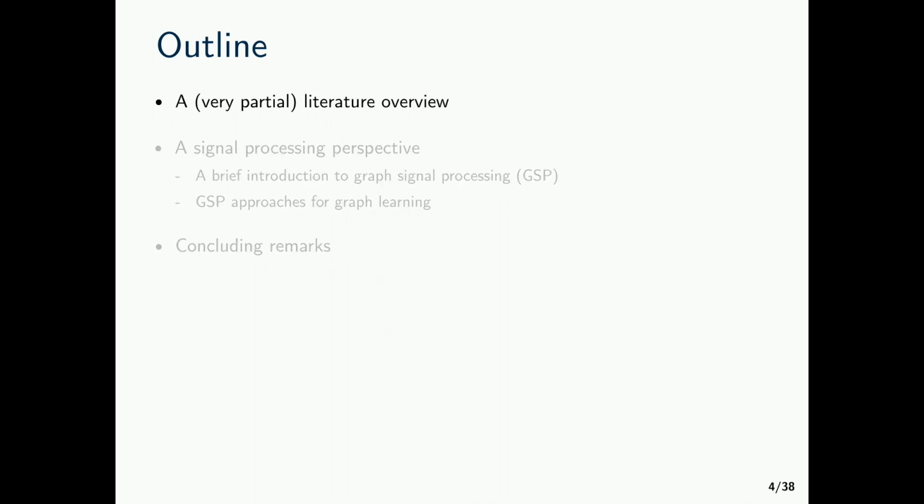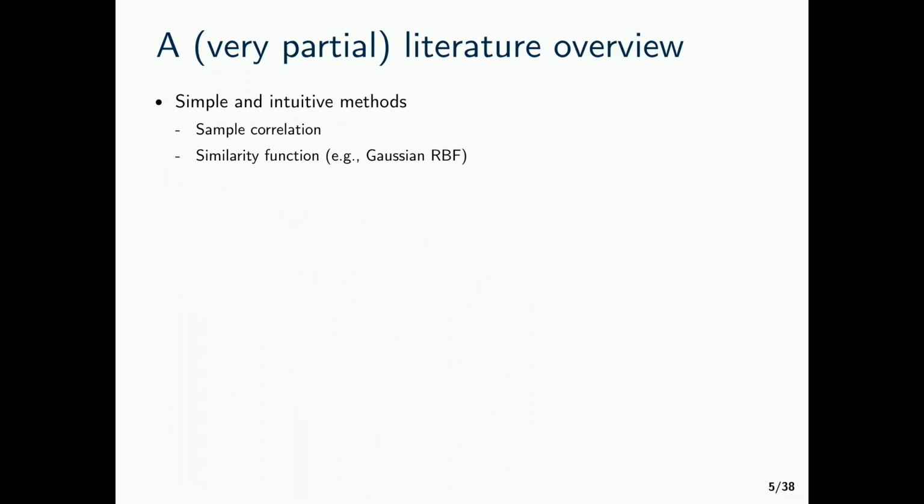Okay, so first, a literature review. The problem of learning graphs from data is in general an ill-posed problem, because there are many different ways of associating a graph topology with the data that you have. The simplest way that you can think of would be, for example, computing a sample correlation, or maybe designing a similarity function using, for example, a Gaussian RBF kernel. The drawbacks of this kind of approach is that they are purely data-driven, therefore they are sensitive to noise and also the parameter selection.